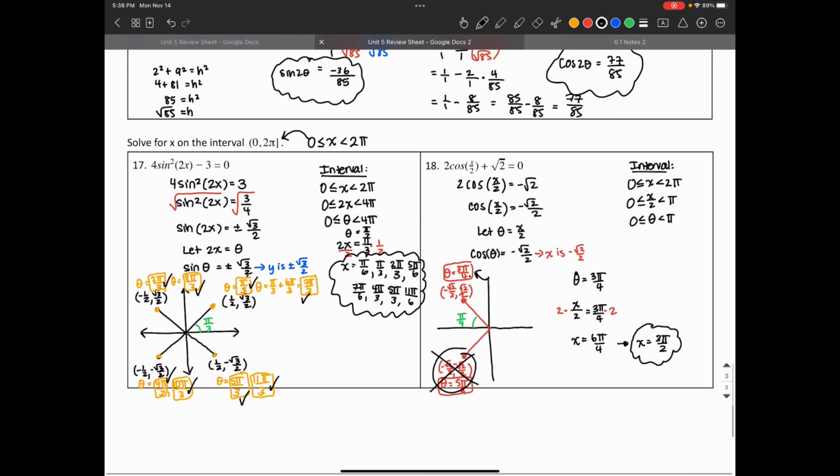And so I noticed that for this first problem, 17, I had 2x inside instead of just x by itself, and I had twice as many answers as I would have had if x was by itself. For the second answer, for number 18, I had x divided by 2 inside, and I would have had 2 answers, but now I only have 1 answer, so I have half the answers.